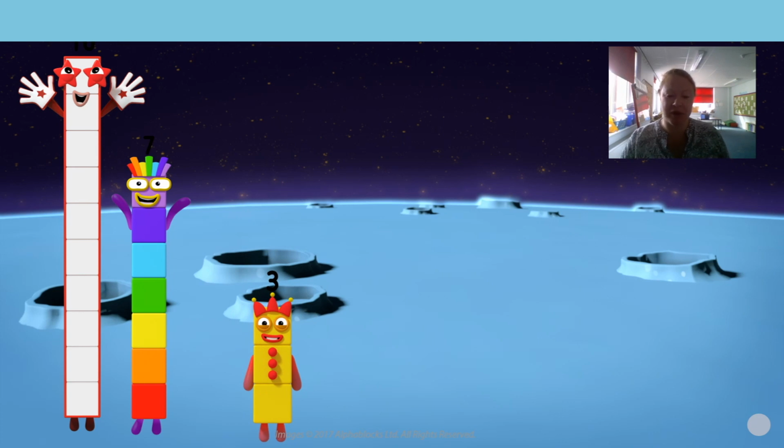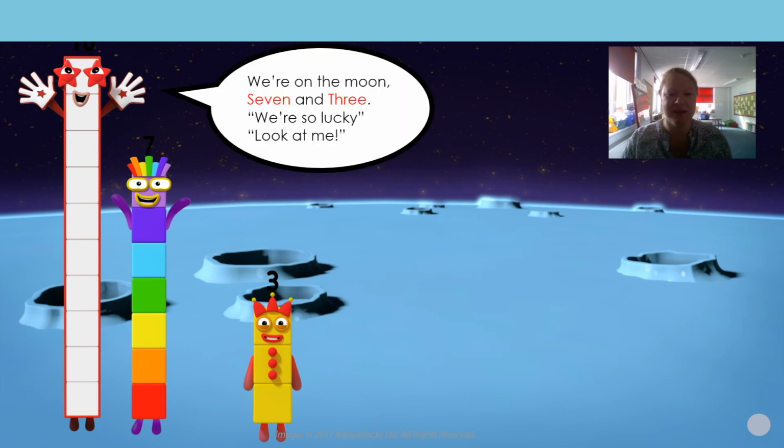So we've got block number 3 has jumped down and it's left my favourite behind. Don't tell the others. Here we have number 7, all the rainbow colours. Number 7 and number 3 were equal to 10 when they were standing on top of each other. So 10 is equal to 7 and 3, 3 and 7. We're on the moon, 7 and 3. We're so lucky.